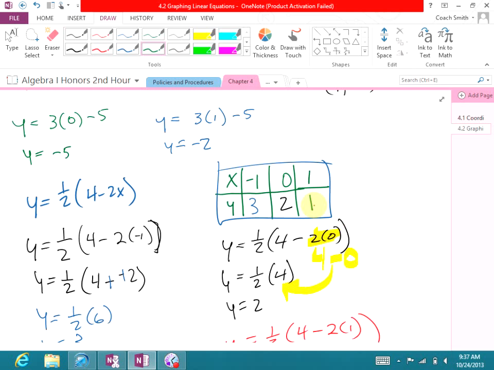All right, what's your question? So, y equals 1/2. I did a different way. I changed, since 1/2 times 4 is 2. You distributed the 1/2. Yes, you could do that first.